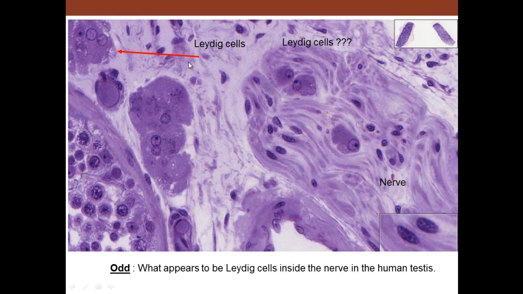Oddly enough, sometimes we have Leydig cells that are located where they should be, and sometimes they're located where they should not be. I don't know why they would be in a nerve, but this is an odd thing that looks like Leydig cells. Certainly these are Leydig cells, and they look the same inside the nerve, which is an odd thing.